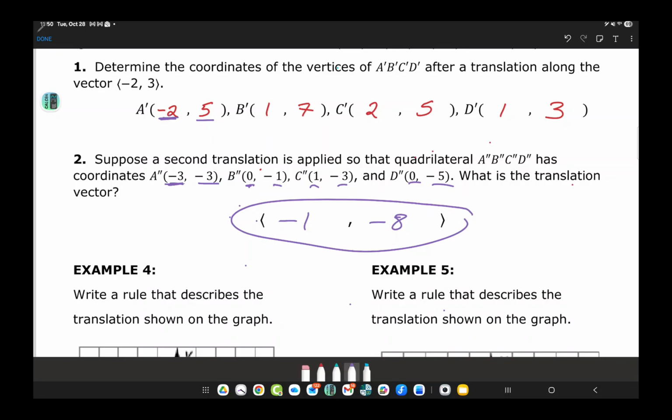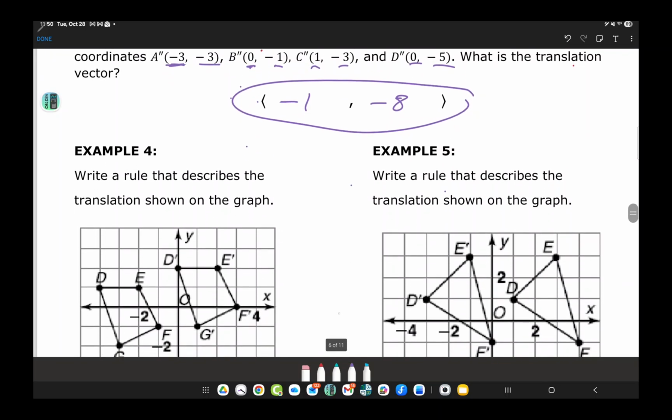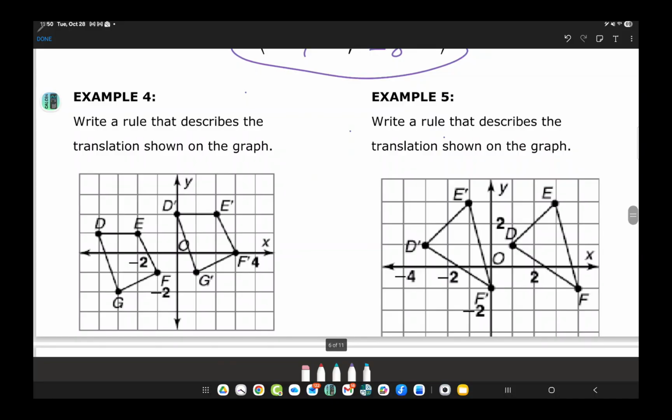All right. Now write a rule that describes the translation shown on the graph. We do not have to find every coordinate. We are just finding what the change is. So let's pick an easy point, D and D prime. Since it is going to the right and up, both my changes will be positive. How much to the right does it go? 4. How much up does it go? 1. There you go.